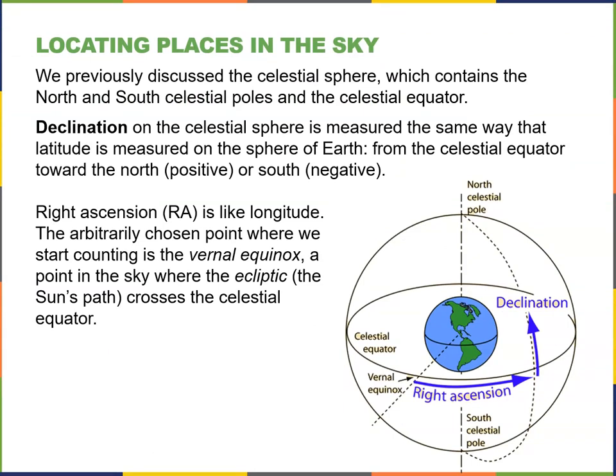We also have to mark coordinates in our celestial sphere. To do this, we can designate similar measures to the celestial sphere. Declination is measured the same way as latitude is measured. That is, declination is a measure of north and south. What we call right ascension is equivalent to longitude, so right ascension is measured east and west.